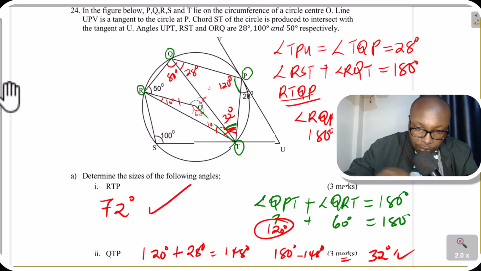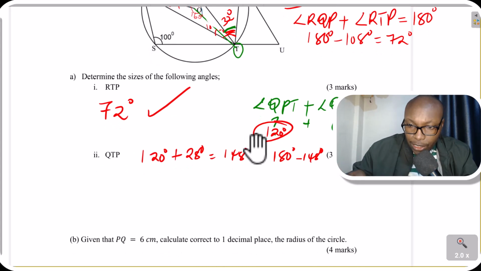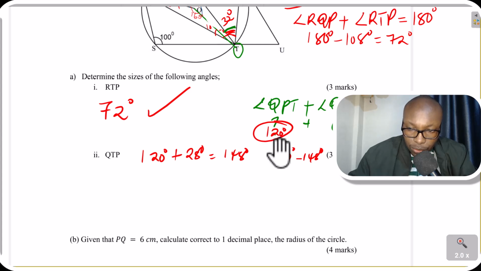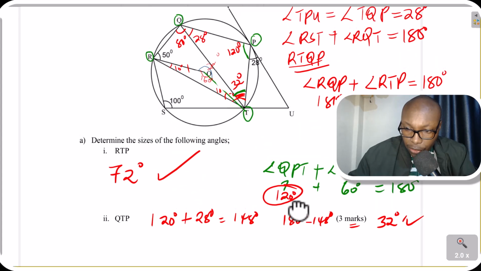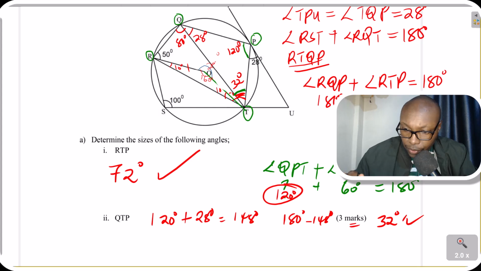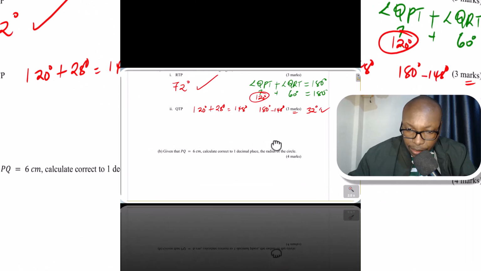So we have found the two angles. Now you can see that we are using all the properties of angles that we know to get the angle. So those are the two angles: RTP is 72 and QTP is 32 degrees. We go to the other part.